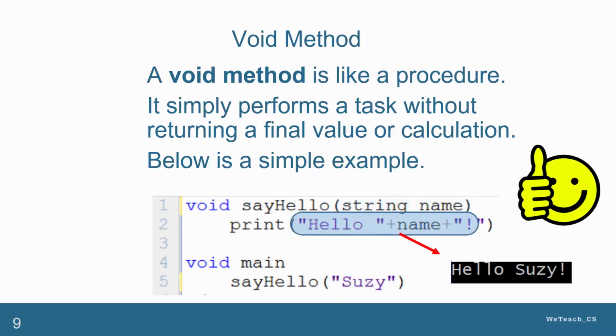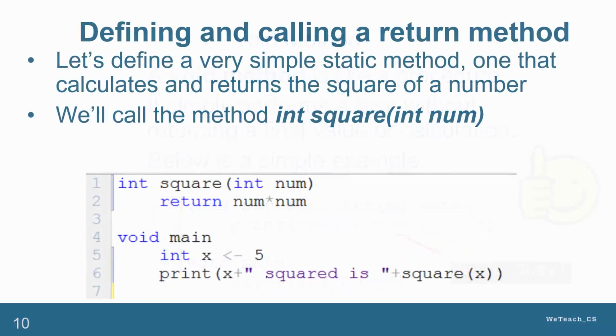Make sense? Let's look at a definition for a return method called square, which is shown here on lines 1 and 2. Line 1 contains the heading, which is made up of three parts. Int, indicating the return type. Square, the name of the method, and the parameter list with the integer variable num inside the parentheses. This return method is different from the void method we looked at first. Line 2 of this method actually returns a calculation using the parameter num times itself.